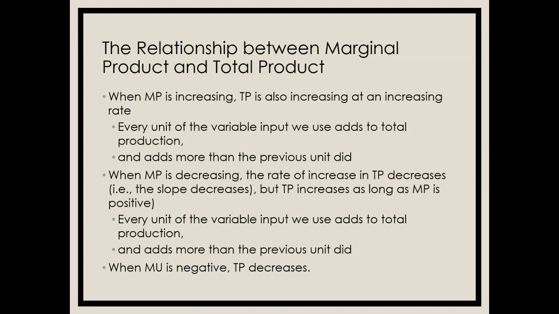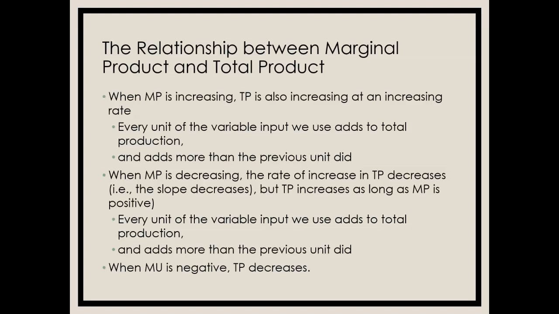Now here's the relationship between marginal product and total product. I'm just going to read this to you now, and then we'll look at a diagram which should make it clearer. When marginal product is increasing, total product is also increasing, and it is increasing at an increasing rate. That means the slope is getting steeper.